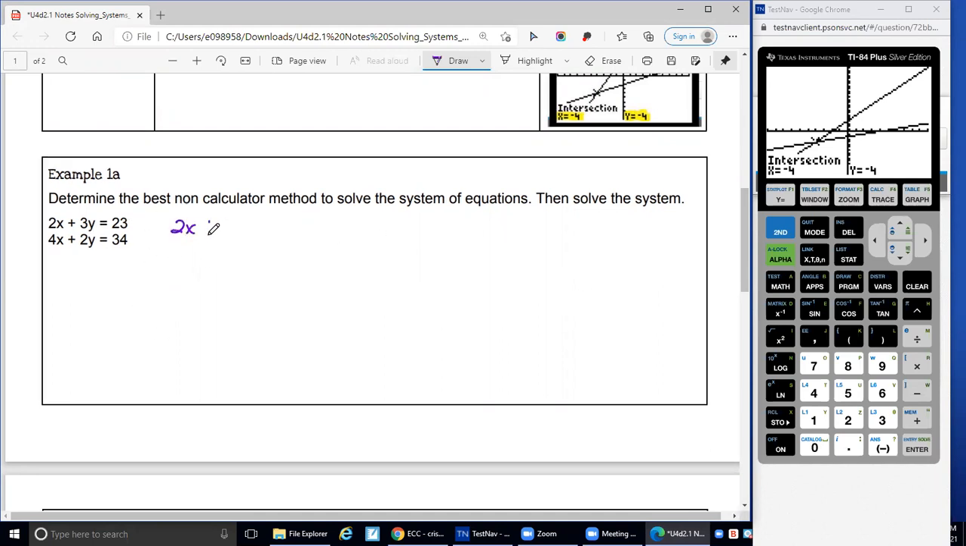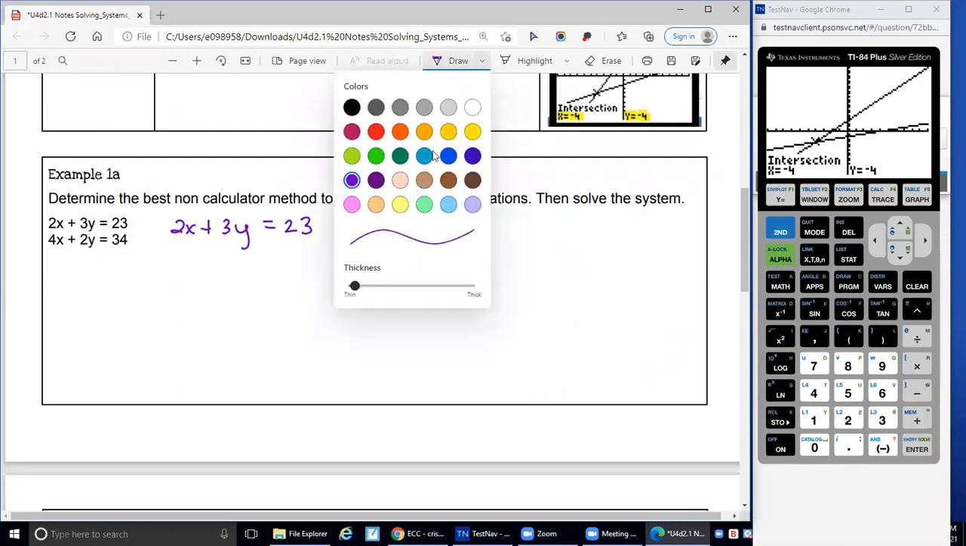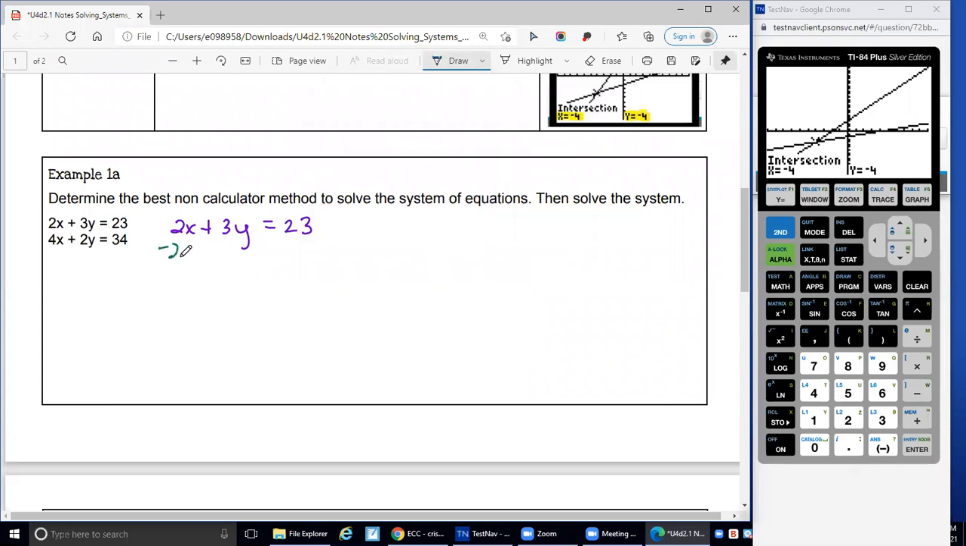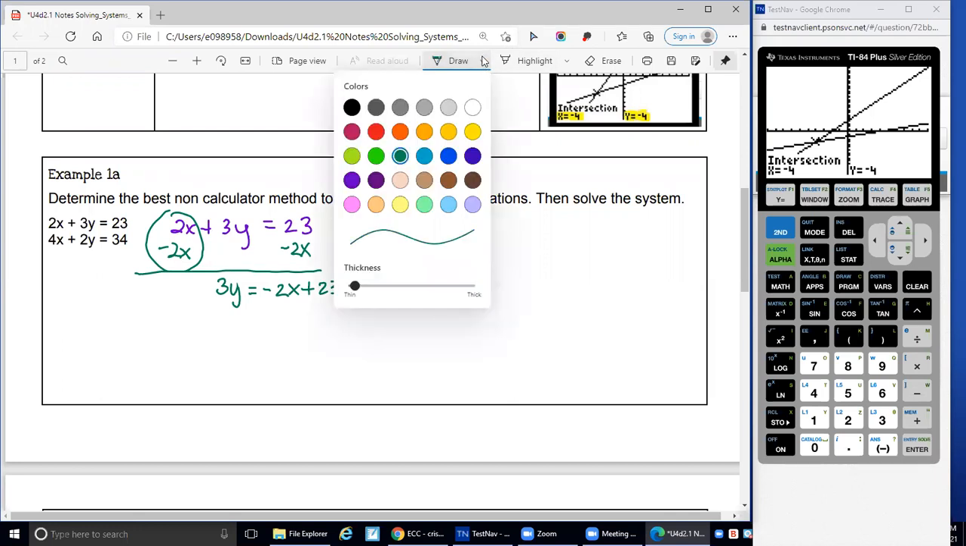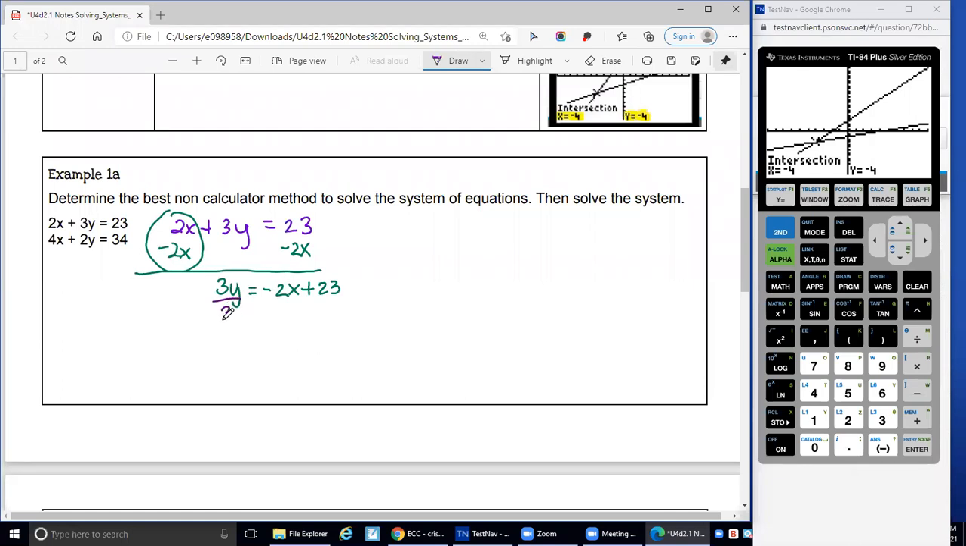I'm going to do 2x plus 3y equals 23. And then I'm going to move my x with the 0 pair, right? Additive inverse, minus 2x. I got 3y equals negative 2x plus 23. Let me know if I'm going too fast. What am I going to divide by? 3. Good job. 3. I'm going to divide everything by 3.